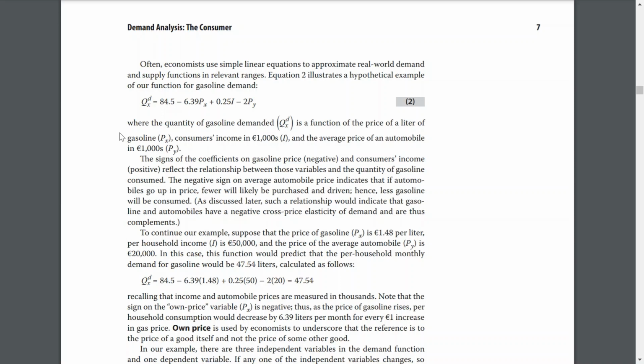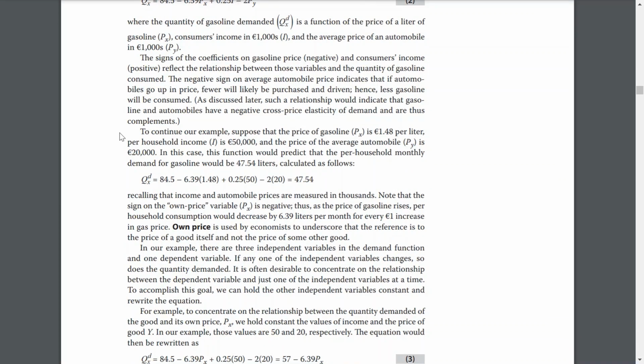To continue our example, suppose that the price of gasoline, or PX, is 1 pound 48 pence per liter. Income, or I, per household is 50,000 pounds, and the price of the average automobile is 20,000. In this case, the function will predict that per-household monthly demand for gasoline will be 47.54 liters, calculated as follows. So literally just plug the numbers into the equation.